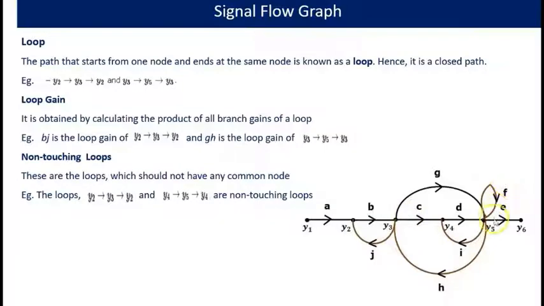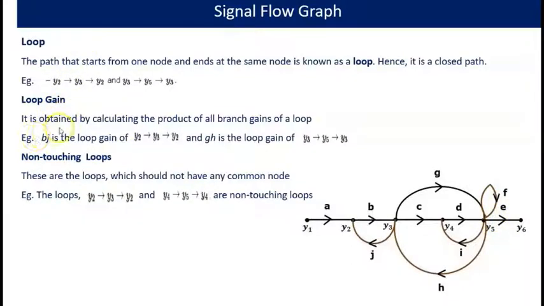But y3, y5, y3 is a loop. y4, y5, y4 is a loop. y3, y4, y5, y3 is a loop. This is also a loop. So that is about loops.